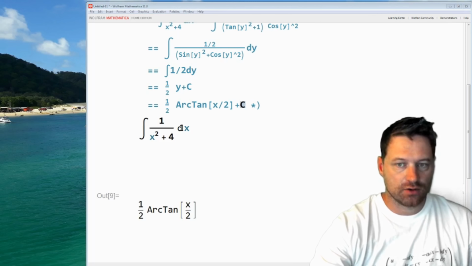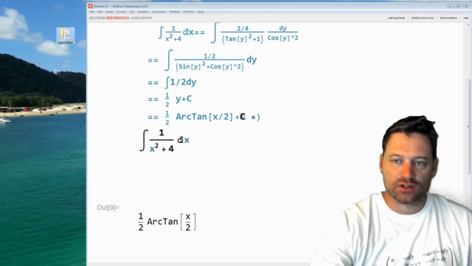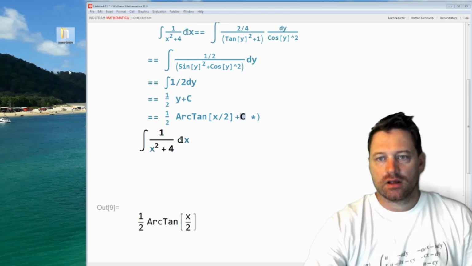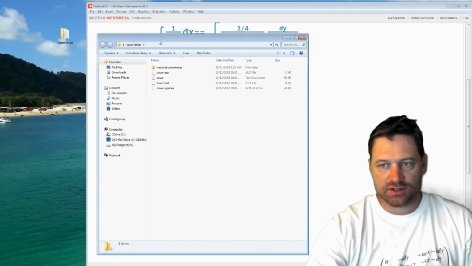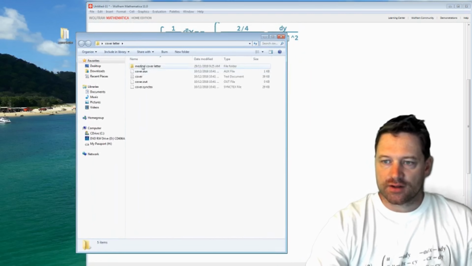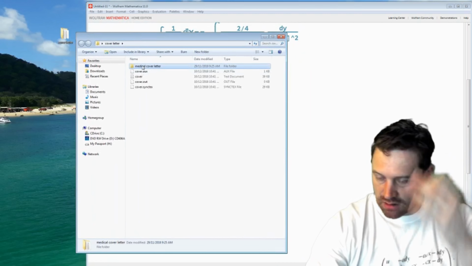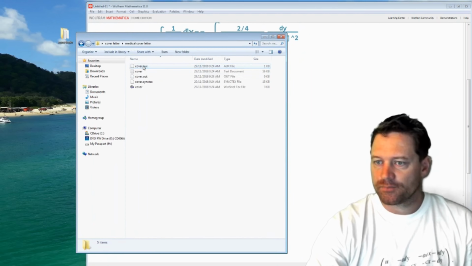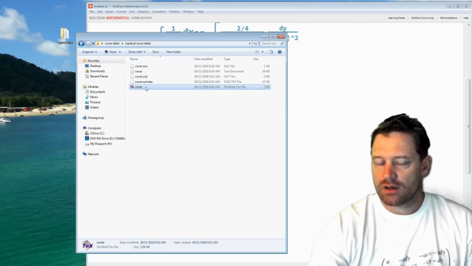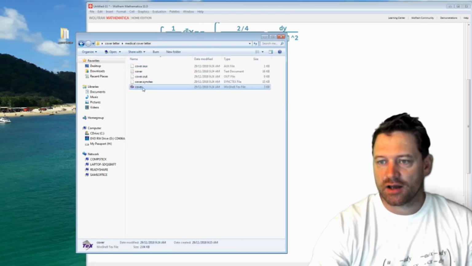Okay, I'll just show you, put it over here. Here's my folder. Now this folder is a cover letter that I've written to apply for jobs. So I've opened it up. Now the job was about typing up some things for doctors that I've applied for. Now this is a TeX file.